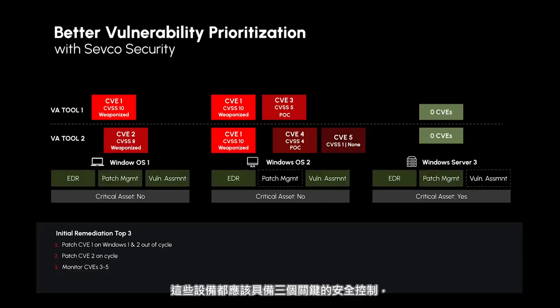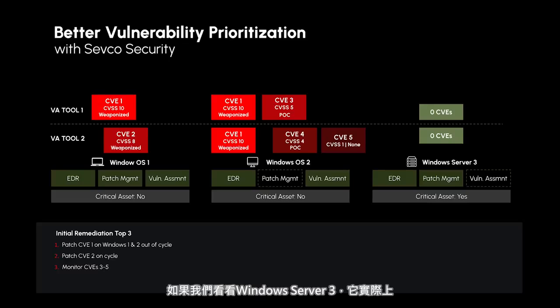Each of these devices should have 3 critical security controls: endpoint agents, patch management agents, and they should be scanned for vulnerability assessment. If we look at Windows OS 2, we can see here that it's missing patch management entirely. And in this scenario, that's quite bad. We have some critical CVEs that need to get patched. Since the patch management agent is missing, those remediation efforts would not take because there's no way to apply the patches that would be pushed by IT.